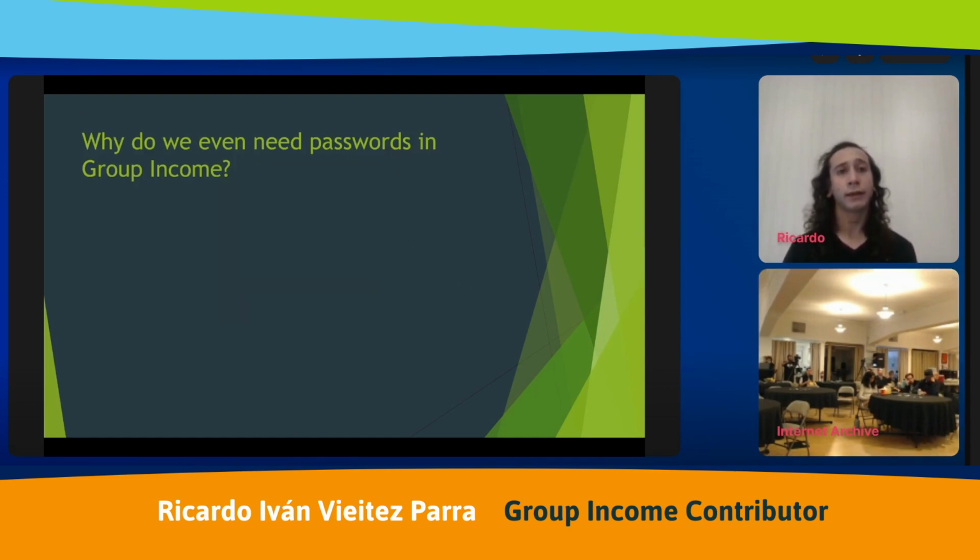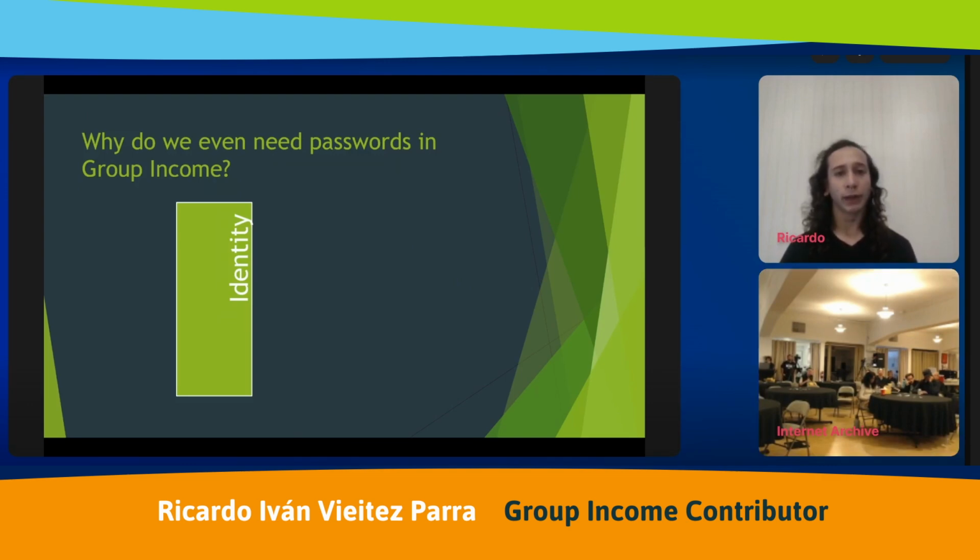I guess I should start by saying why do we need passwords in Group Income? It all boils down to identity. So we need a password for pretty much the same reason that other sites that need a password do, which is to connect some username or some type of identity to some related identity that is part of Group Income. So this way, if one user is talking to another user, we can be certain that that's what's happening.